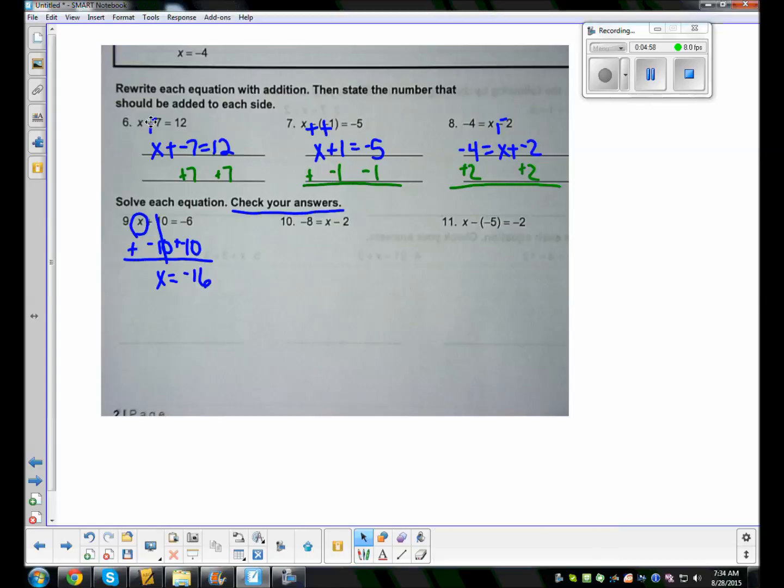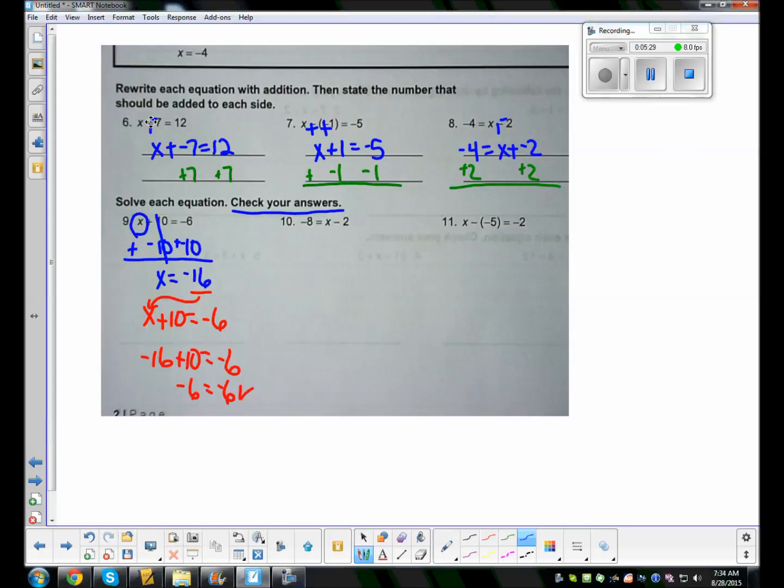And then to check, I'm going to substitute. I'm going to rewrite the original equation, which was x plus 10 equals negative 6. I'm going to substitute negative 16 in for x. Negative 16 plus 10 equals negative 6. So negative 16 plus 10 is negative 6. Negative 6 equals negative 6. Okay, so that checks.